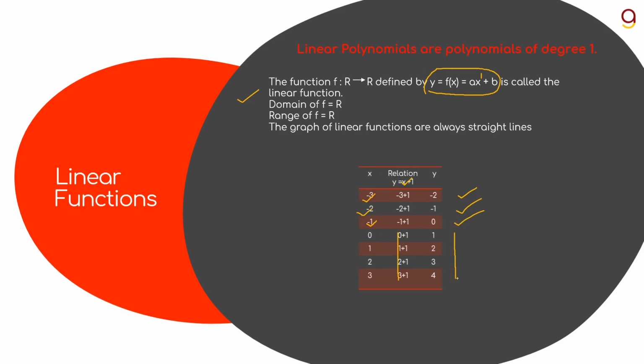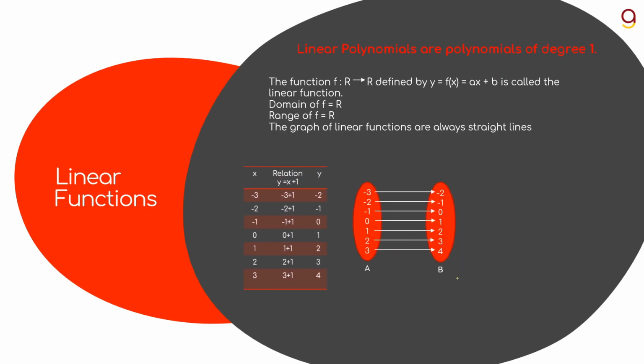Now, if we see the arrow representation for the same, we can see that set A is the domain and set B is the codomain. Here the codomain is equal to the range. For minus 3, minus 2, minus 1, 0, 1, 2, 3, each element of the domain is linked with one element of the codomain. So this is an example of a linear function.